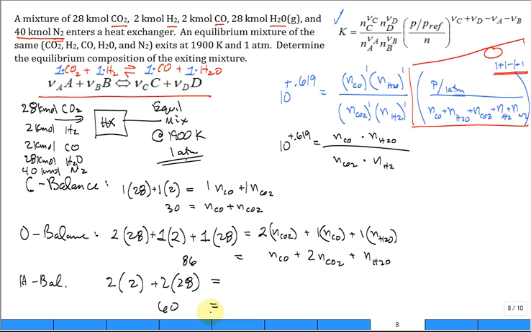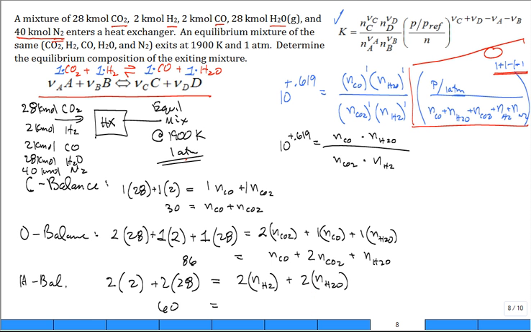And going out, the hydrogens, we have 2 times the number of H2 plus 2 times the number of H2O. Does that hydrogen balance equation look good?